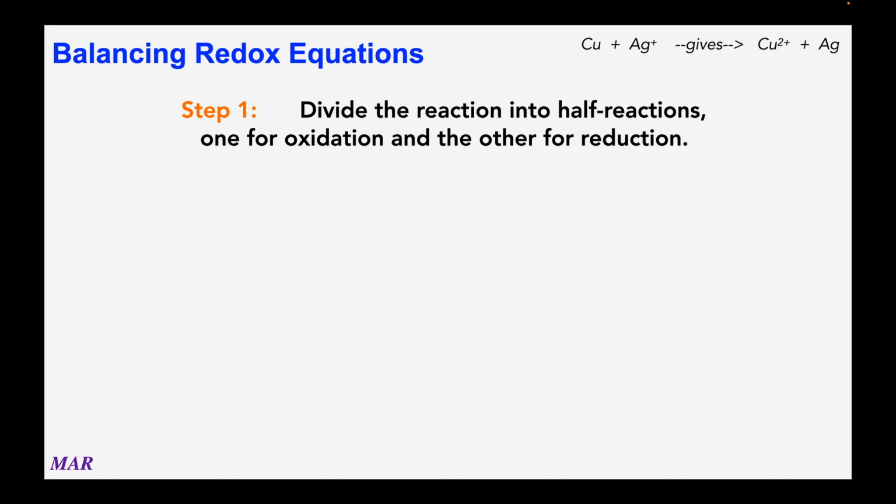But what you do want to do is put like species together. So in the upper right-hand corner, I've got the general reaction: copper and silver plus making copper 2+ and silver. That means you want to put the copper species together and the silver species together. So I'm going to write copper going to copper 2+ and silver plus going to silver.